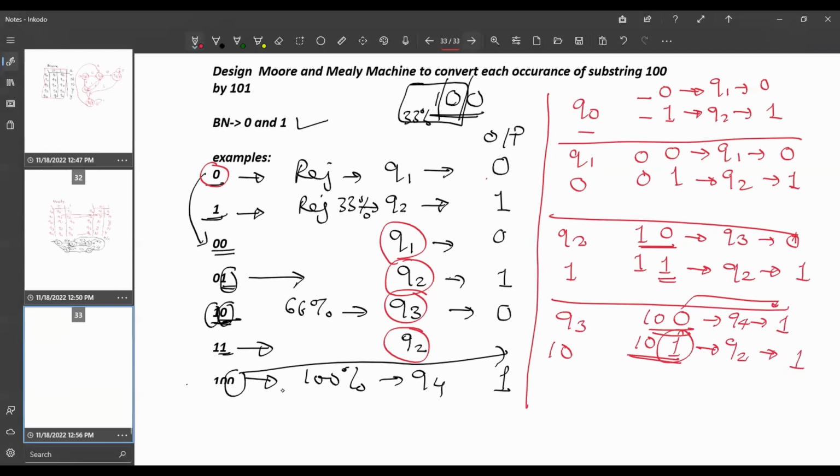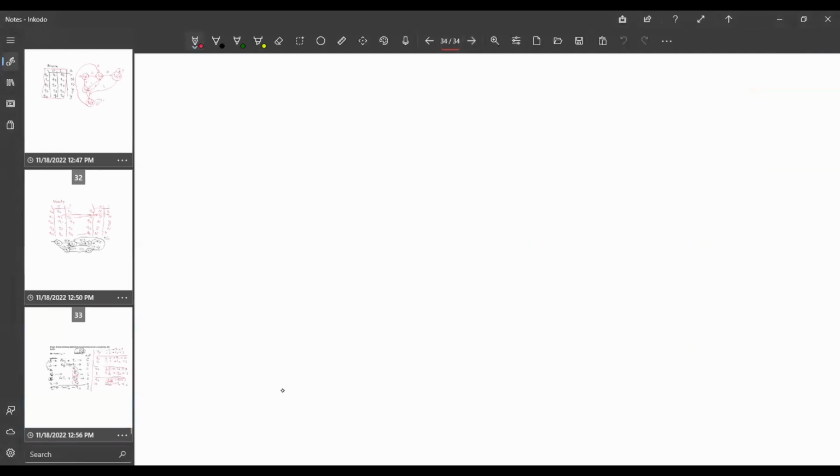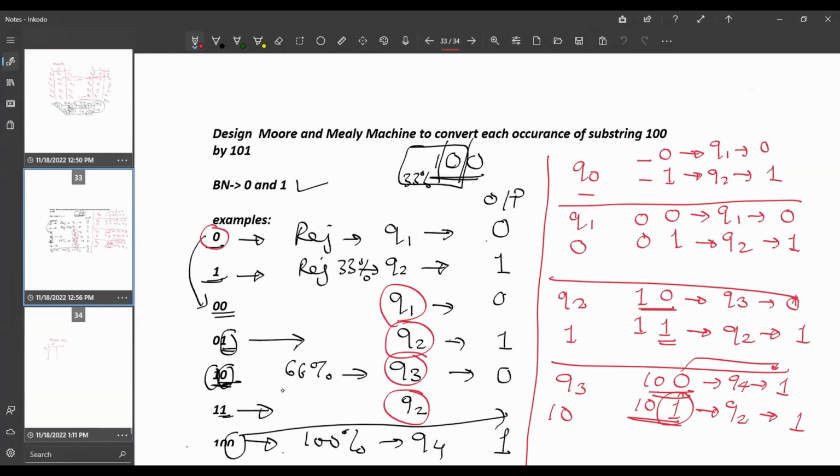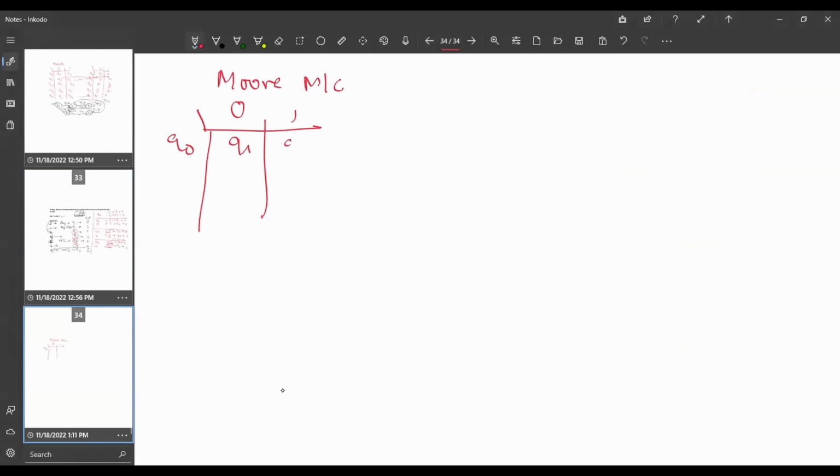Now what are we going to do? We are going to draw the state transition table for the Moore machine. So we'll start with 0 and 1. Now Q0 with 0 is going to Q1, and on 1 it is going to Q2.